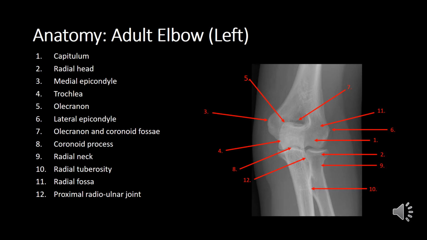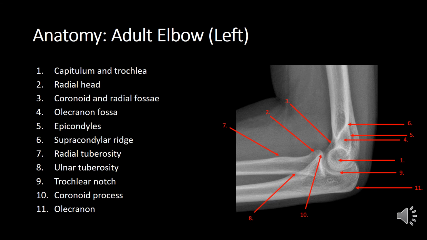Here's a reminder of the normal radiographic anatomy of the elbow on the AP projection. You may wish to pause the video or just let it roll. And similarly, here is the lateral projection. Again, pause the video if you wish or just let it roll and we'll move on.